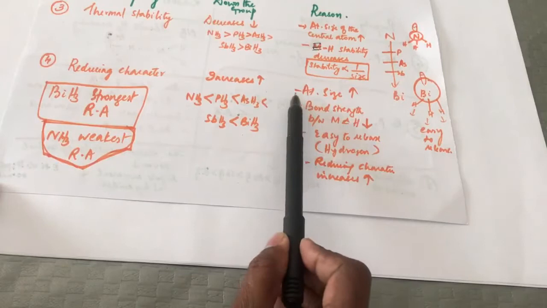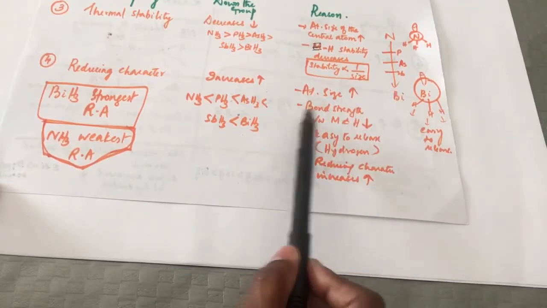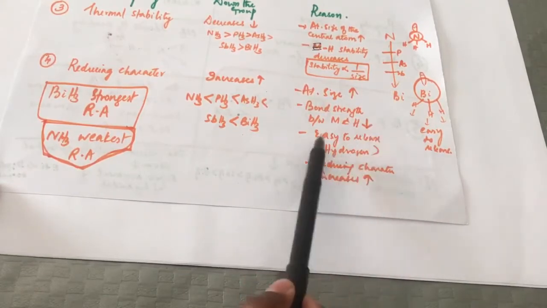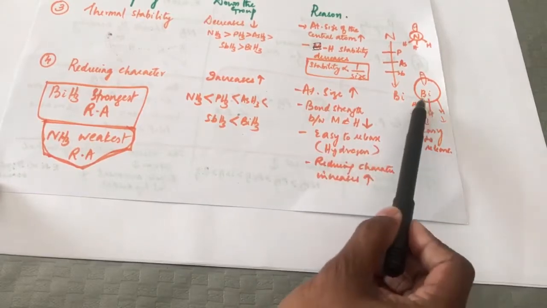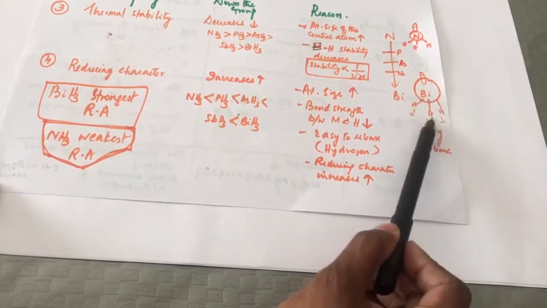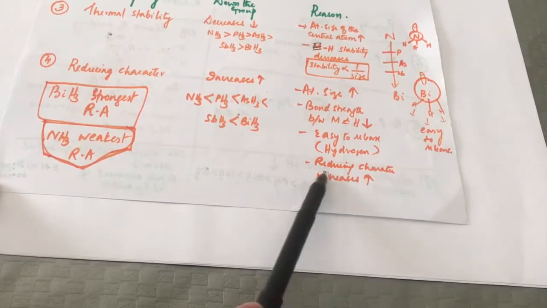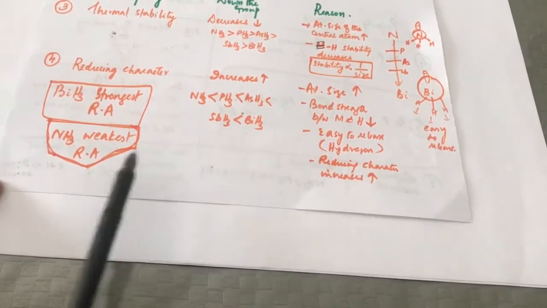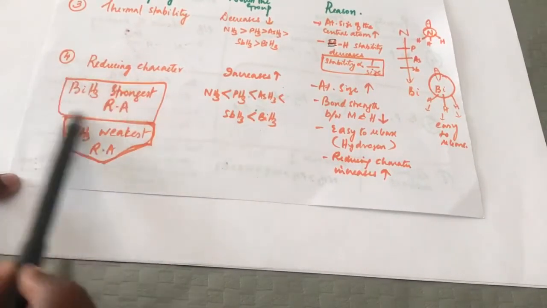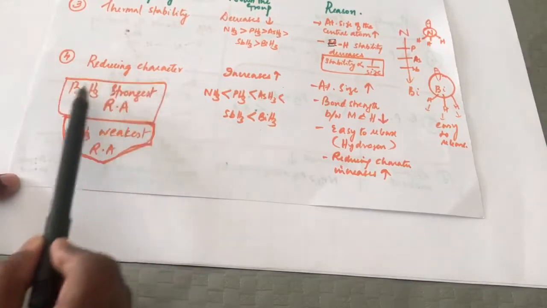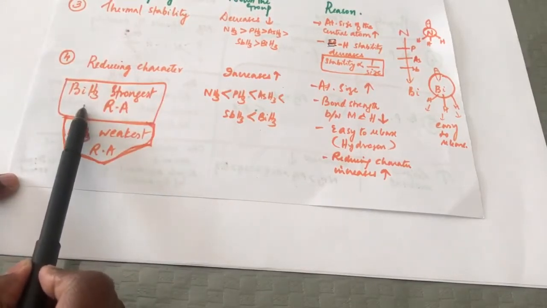Why is it so? Because the atomic size increases, bond strength decreases. So it is easy to release hydrogen, isn't it? Bond strength decreases means the hydrogen atoms can be released very easily. So its reducing character will increase. So which is the strongest reducing agent? That is the question that is normally asked.